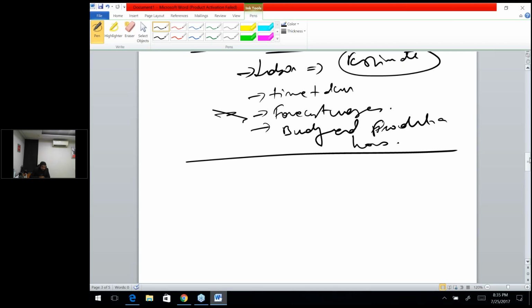That is also fine. But then again, there is also a risk, which is that if the actual production exceeds the forecast annual production, then there would be over absorption of overheads. So if there is an over absorption of overhead, that is also a risk. So over absorption of overheads could also be one of the risks.